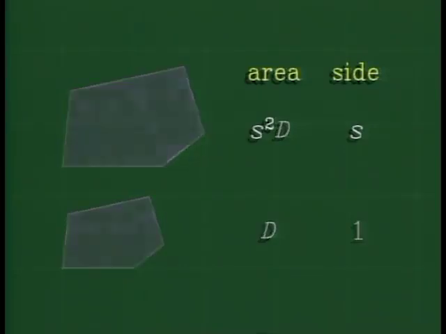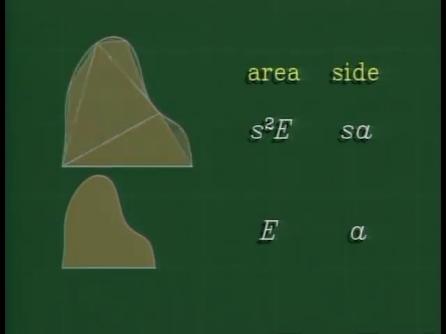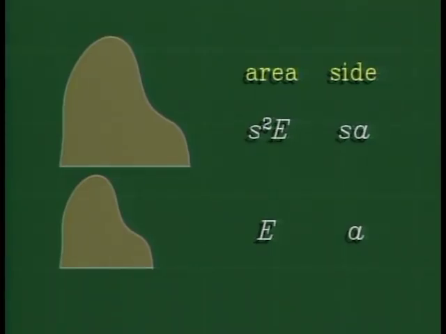Finally, any plane figure with a curved boundary can be approximated by polygons. If the figure is scaled by a factor s, the area of each polygon in the approximation is multiplied by s squared. So the same is true for the area of the curved figure. Scaling changes area by the square of the scaling factor.